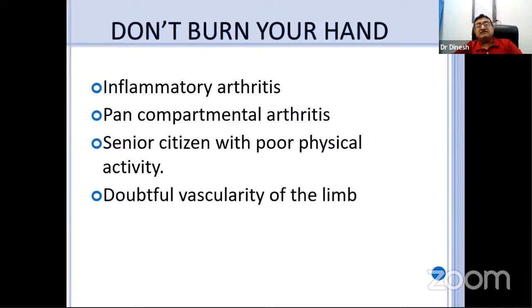For senior citizens with poor physical activity, who do not have much requirement of physical activity, we should prefer total knee replacement or partial knee replacement instead of high tibial osteotomy. If there is any doubt about the vascularity of the limb, obviously we cannot touch it for any surgery of the lower limb.